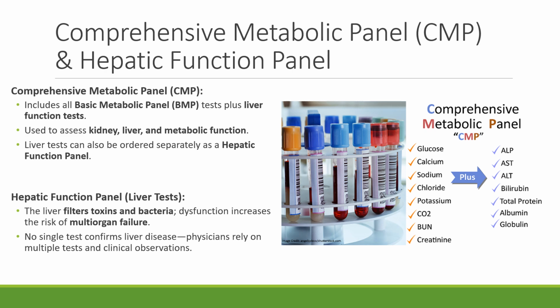A comprehensive metabolic panel and hepatic function panel. The comprehensive metabolic panel, or CMP, includes all of the basic metabolic panel plus liver function tests. It is used to assess kidney, liver, and metabolic function. Liver tests can also be ordered separately as a hepatic function panel.